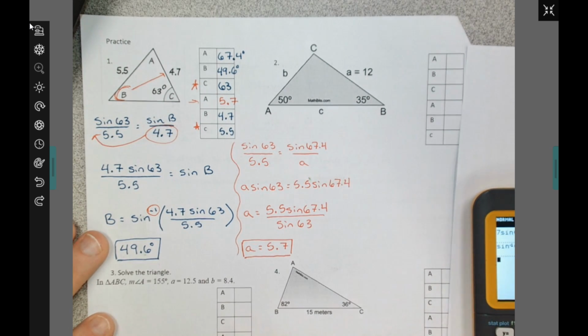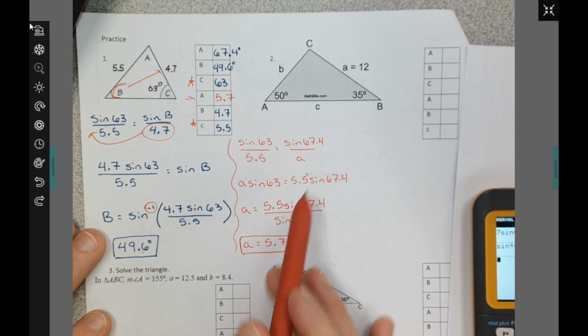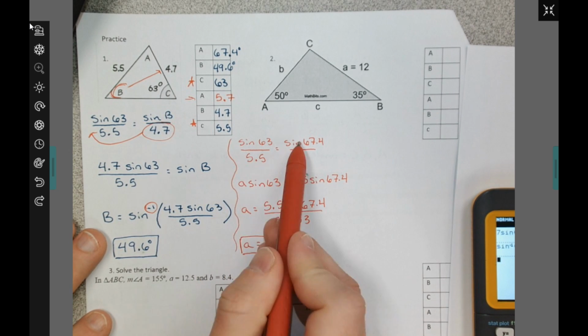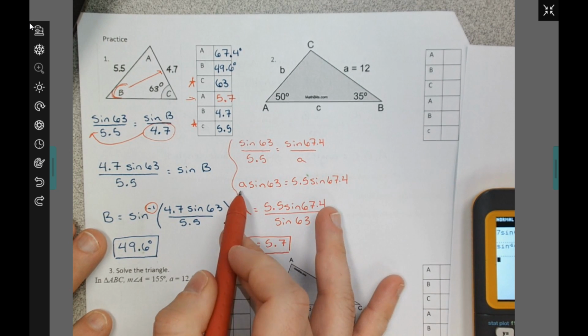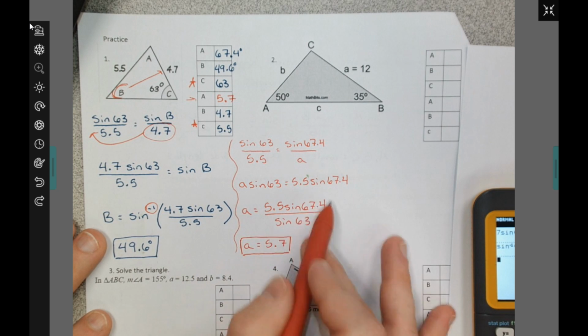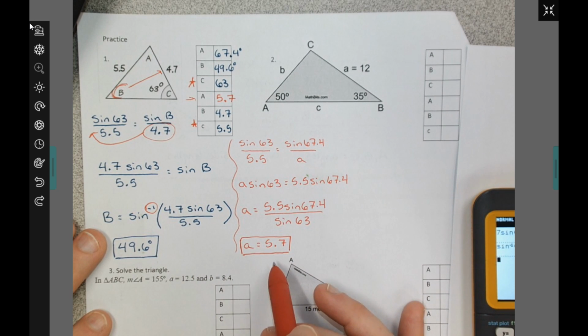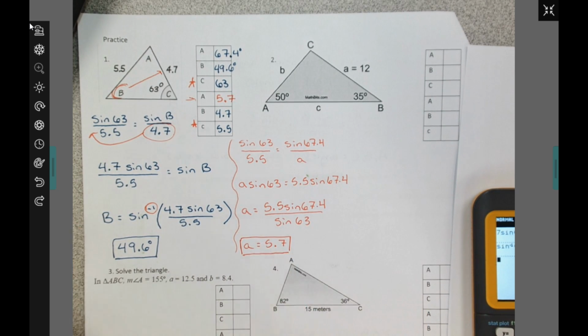And then we solve it much like we did on the first example I did. You bring the denominators up to the other side, and then it's not A equals yet, so you go ahead and divide each side by sine 63. It's going to give you A equals 5.7. So law of sines is what you're going to use, or could possibly use, whenever we don't have a right triangle. Remember, you cannot use SOHCAHTOA if we do not have a right triangle.